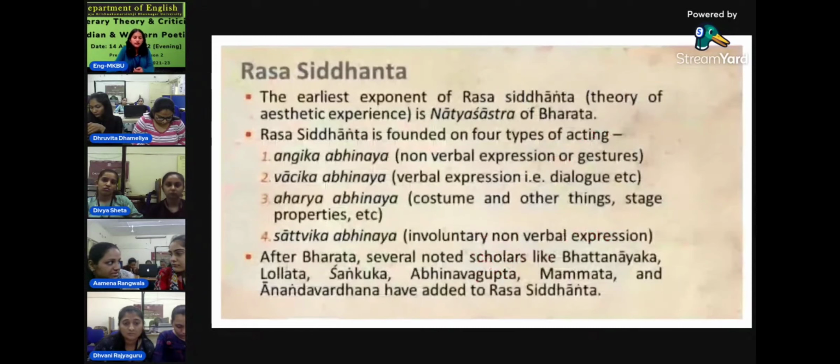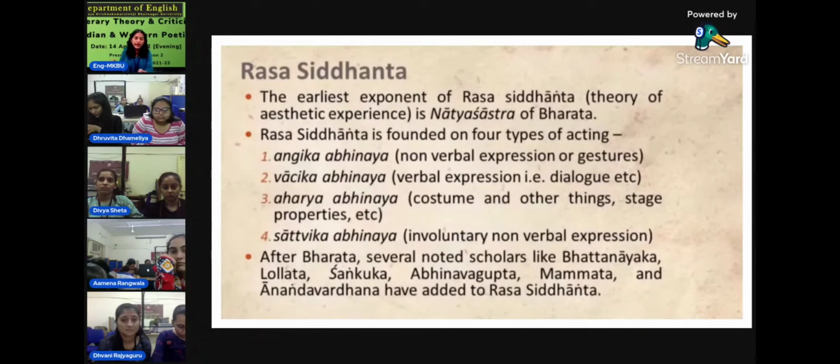The earliest exponent of Rasa Siddhanta is the Natya Shastra of Bharata. As I said, Rasa Siddhanta is founded on four types of acting: Angik Abhinaya, Vachik Abhinaya, Aharya Abhinaya, and Satvik Abhinaya. When we hear that the title of the book is Natya Shastra, we can get the first thought about it.